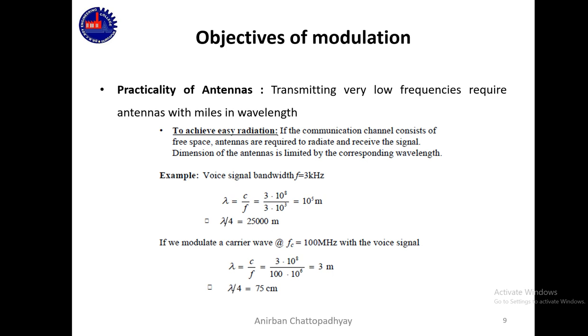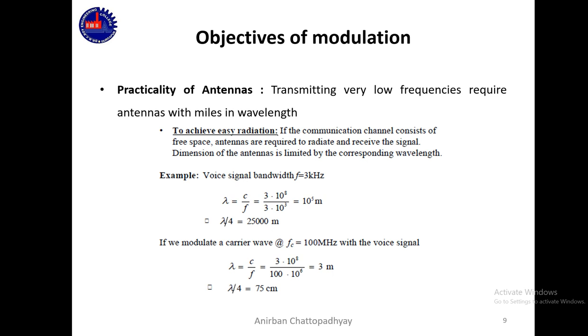Now what is the relation between antenna height and wavelength? Antenna height should be equal to 1/4 of the signal wavelength. So antenna height is lambda by 4, which in this case is 75 centimeter, which is very much practical, right? So here we clearly see that modulation is needed for practicality of antennas.